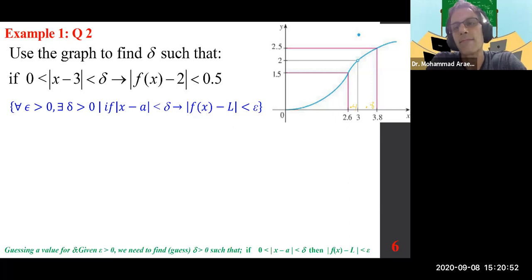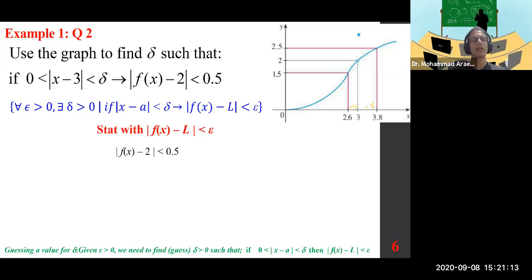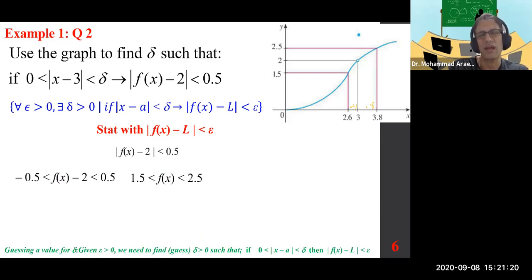Otherwise, it doesn't work. Again, if you choose 0.8, does it work for the right side? Yes. Does it work for the left side? No. If you choose 0.4, does it work for the left side? Of course. Does it work for the right side too? Yes. It's within that 0.5. And that's the idea. So the process is, start with the absolute value of f of x minus L less than epsilon, and you know that it's already there. For a graph like this, you don't even have to do that.